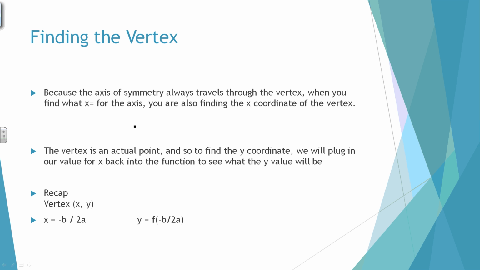The vertex is going to have an x coordinate and a y coordinate. It's one single point. Because the vertex is an actual point, to find the y coordinate, we're going to plug what we find for x back into the function to see what the y value will be. So, a quick recap here. To find the vertex, we need to find the x coordinate and the y coordinate. To find the x coordinate, it's still the same: negative b divided by 2a. Then, we take that x and plug it back into the function. I have it written here as notation f of negative b divided by 2a, meaning whatever we find for x, we'll plug it back into the function and evaluate for y.